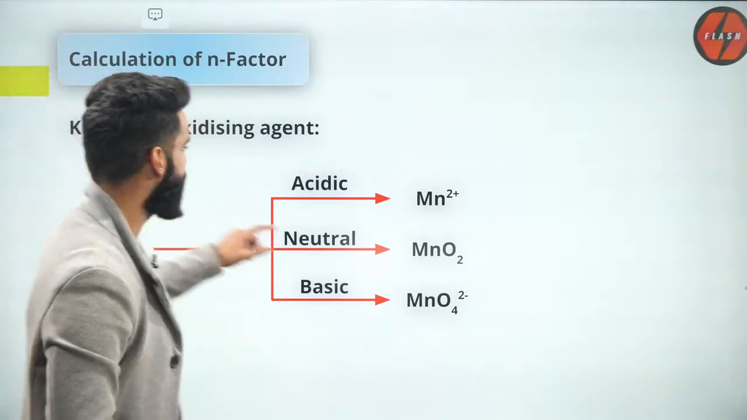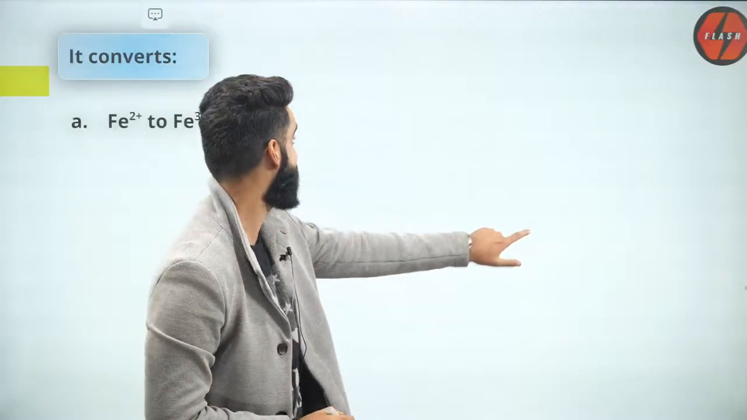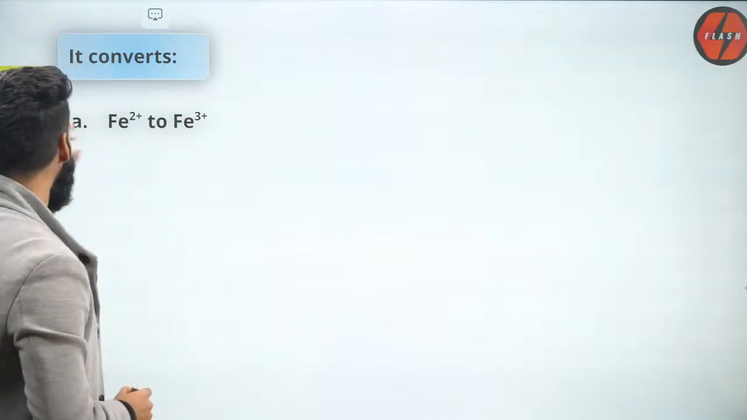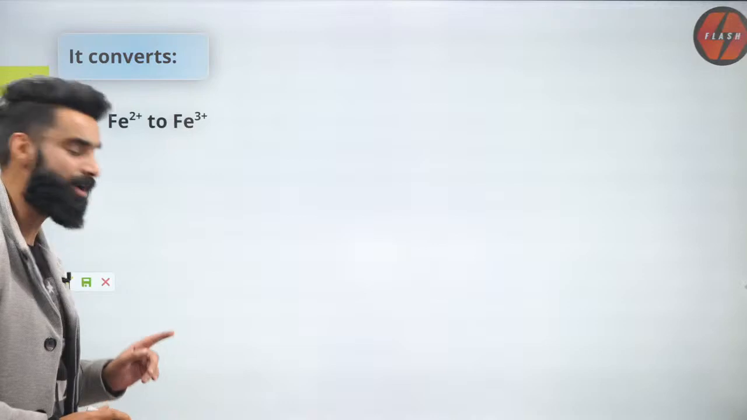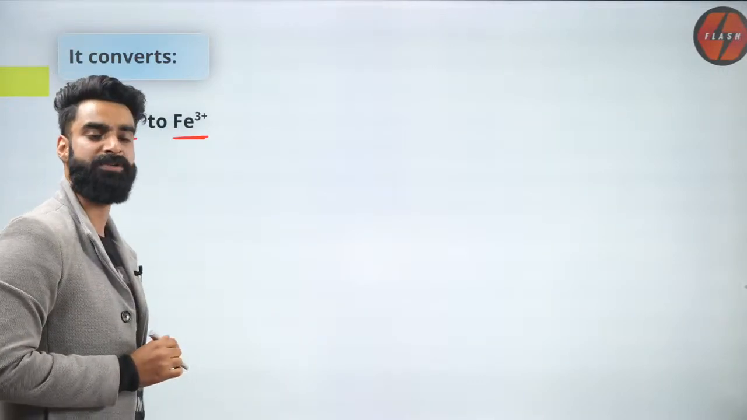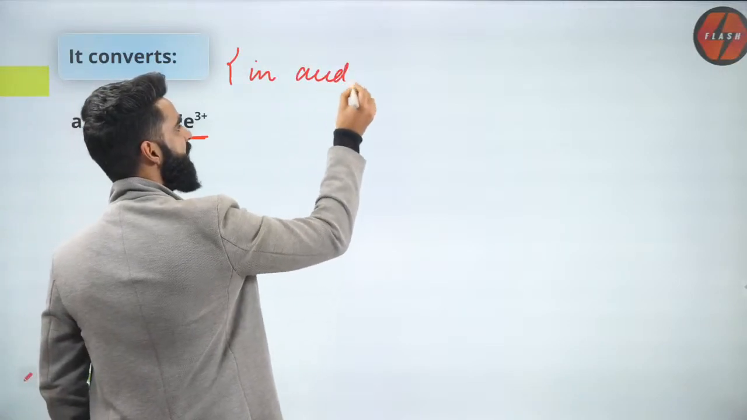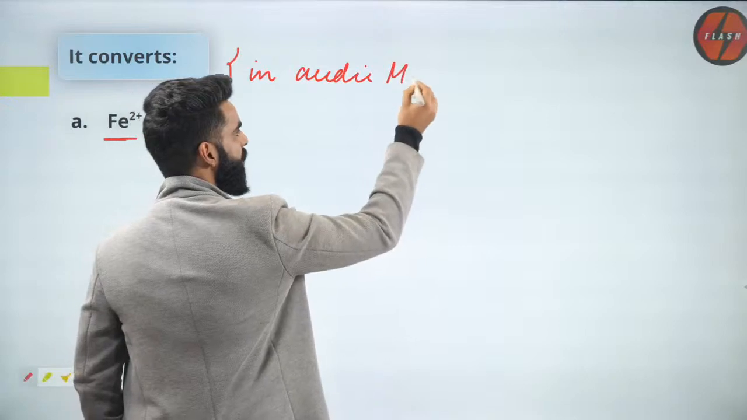Example, have a look at what I'm going to say. What I said is KMnO4 is acting as a strong oxidizing agent. This MnO4 negative acts as a strong oxidizing agent and it converts Fe di positive to Fe tri positive in acidic medium, right? It converts Fe di positive to Fe tri positive in acidic medium. Okay.